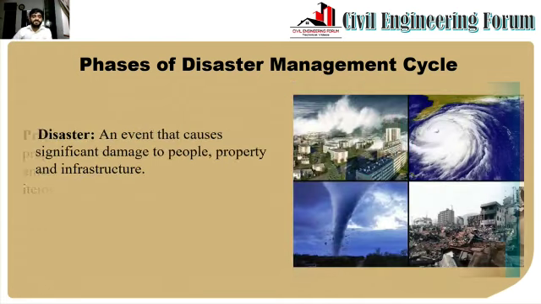Then next is disaster, an event that causes significant damage to people, property and infrastructure. See, when this hazard hits the victims, it is known as a disaster. And in the next phases we'll study what happens if the disaster hits.